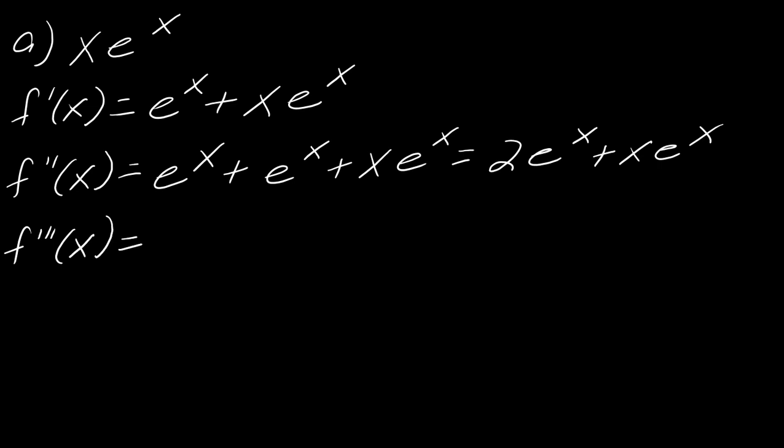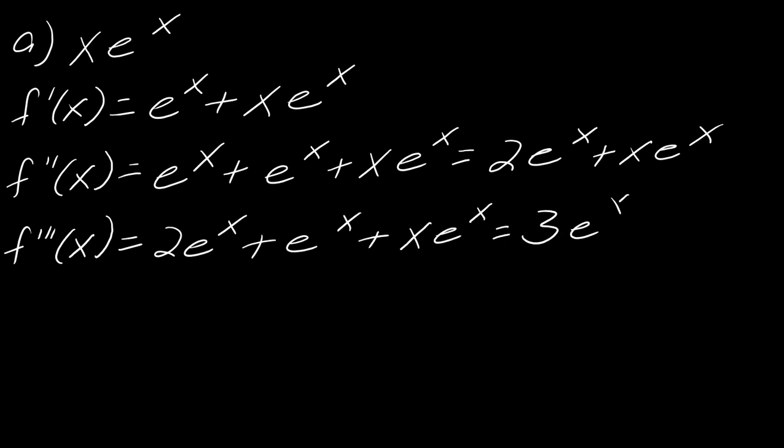So this becomes 2 e to the x, and then if I take the derivative of this, this becomes 3 e to the x plus x e to the x. So yes, this pattern has now emerged. As far as how many derivatives you have to take, it's as many as you need to feel like you have established a pattern. If you are nervous about establishing the pattern, you can always take more derivatives, but I feel that this is enough for me to make a confident guess as to what my nth derivative is.